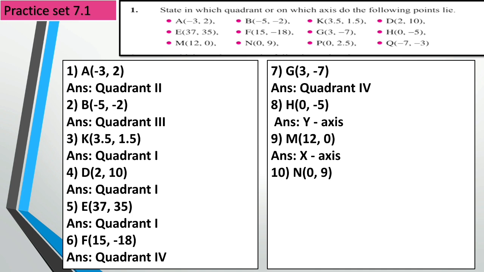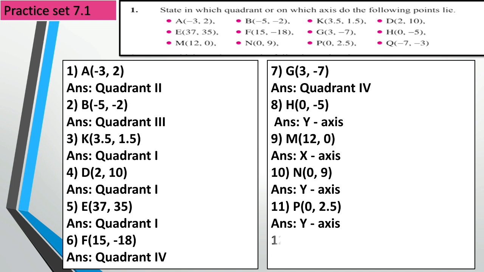Now the 10th one is given, point N, 0 and 9. Here the x coordinate is given what? 0, and the y coordinate is given what? 9. Here the x value is 0 and the y value is 9, so it will lie in the y axis. The 11th one is given, point P, 0 and 2.5. Again the x coordinate is 0 and the y coordinate is 2.5. It means it will lie where? In the y axis. Very good.